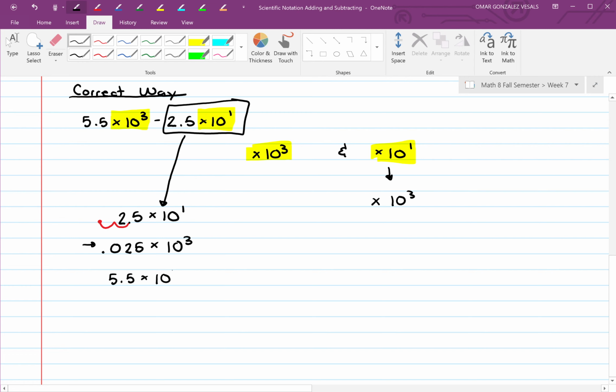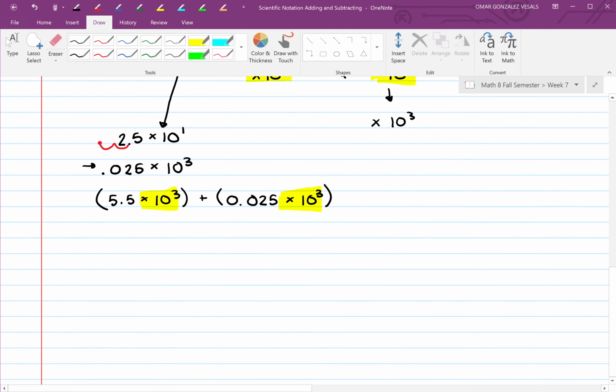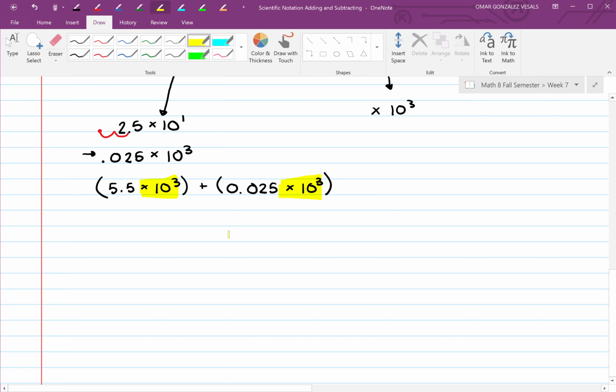Okay, so now I can rewrite my equation as 5.5 times 10 to the third plus what? 0.025 times 10 to the what? Times 10 to the third power. Now what do we have? Is that where we want to be? Yes or no? How do we know that's where we want to be? Exponents are the same, right? So my answer is going to be something times 10 to the third.